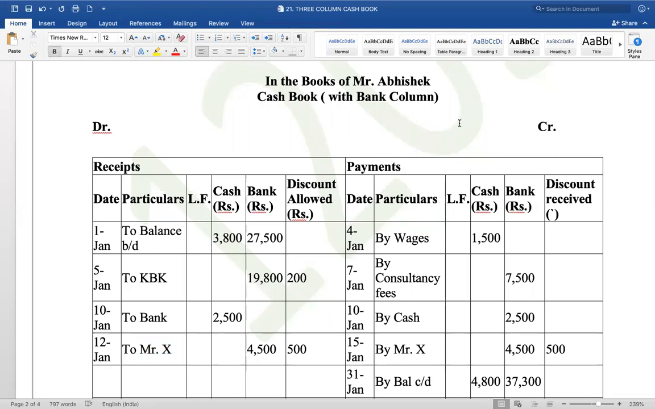Is it clear? The amounts are the same. You will write the amount in the bank column and the discount in the discount column. The same thing you do, but it is on the credit side when it is dishonored. Everything is same. When the check is received, we record on the debit side. When the check is dishonored, the same thing we write on the credit side. That's it. Date in the date column.